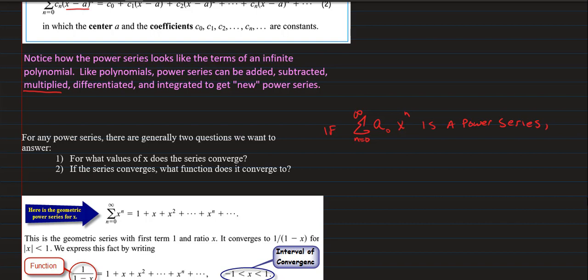This would converge to a over 1 minus x as long as the absolute value of x was less than 1. Because isn't this the sum of a geometric series? So the domain would be from negative 1 to 1 for this power series. And then we would want to know what function does it converge to? Well, it would be the sum of that geometric series.